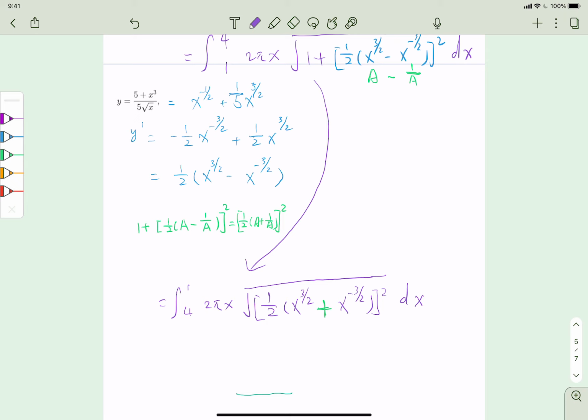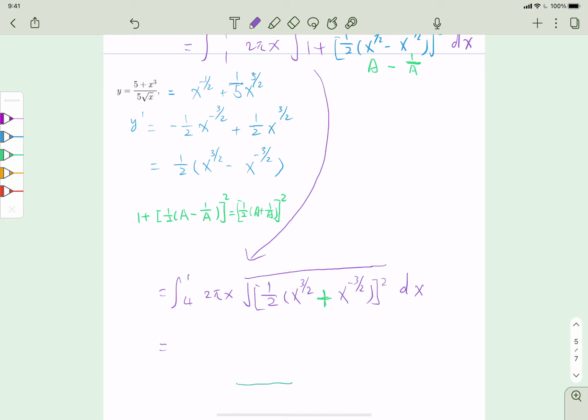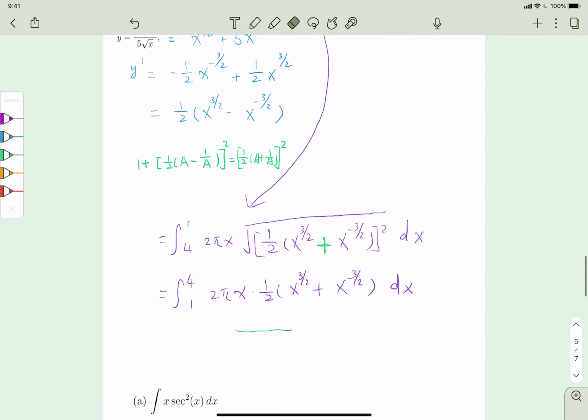Okay. And as before, this square root is going to be cancelled with the square inside. So I can remove that square root and the square, and I'm left with this guy only. Okay, and this is very easy to compute just by the power rule, right? You multiply things through and then do the integration. And our final answer is complicated. That is 268 divided by 7 times pi.